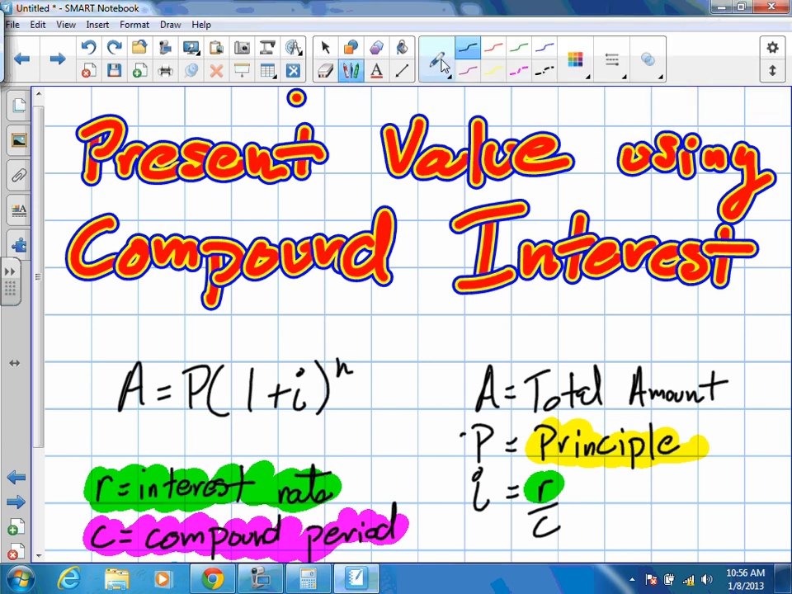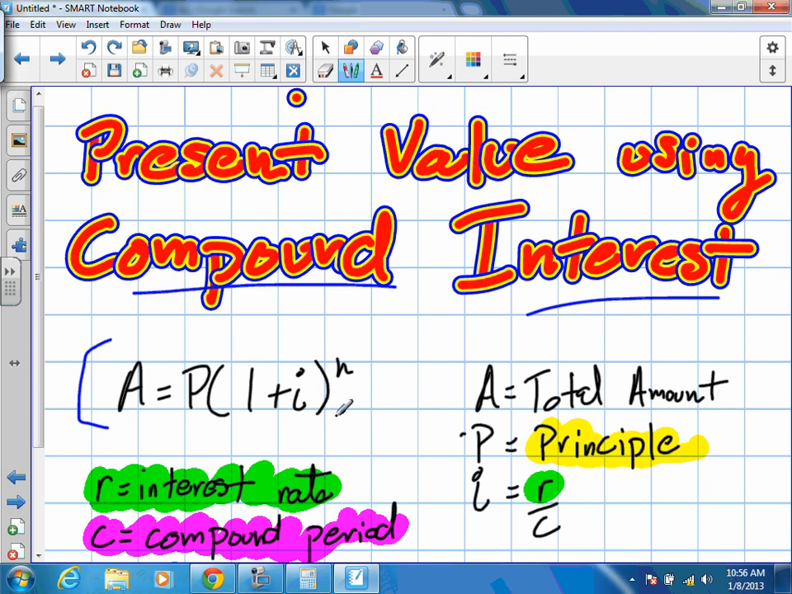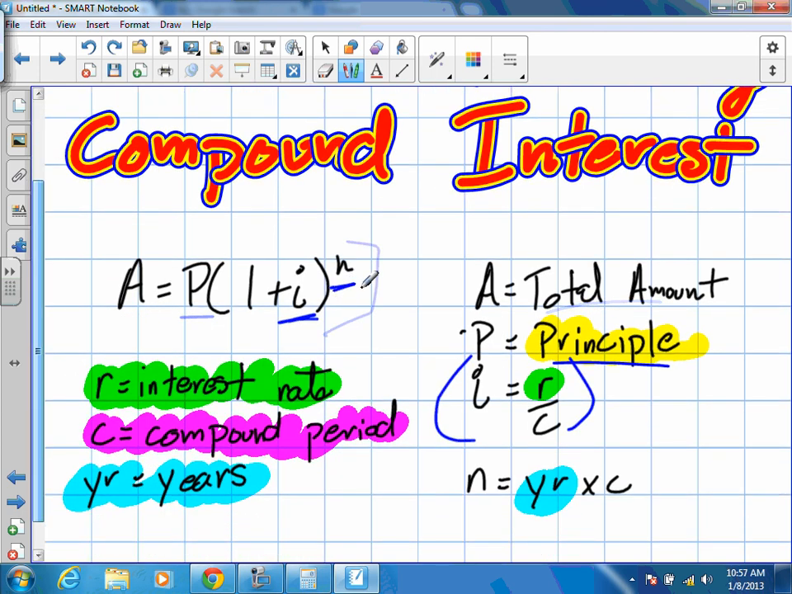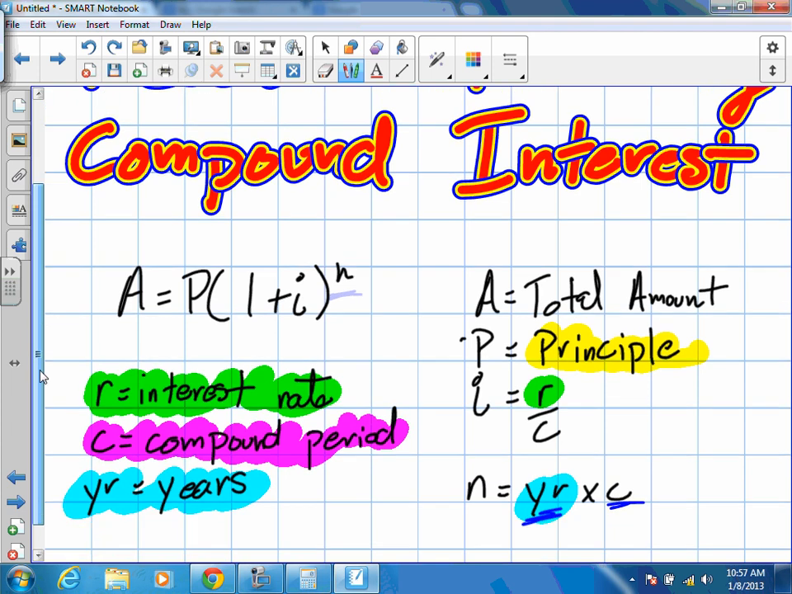Okay, we're going to look into present value using compound interest. So our formula is the same. A is still the total amount, P is still the principal, I is still the interest rate divided by compound period, and N, the number of periods, is years times compound period. If you don't recall how to solve those, relook at future value using compound interest.